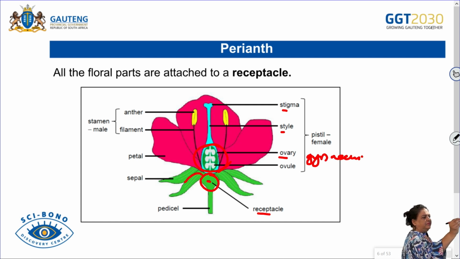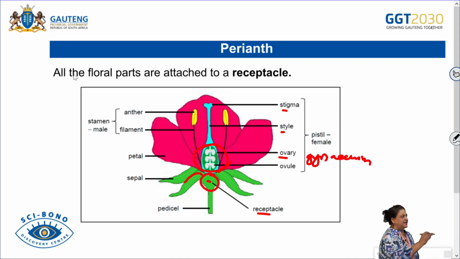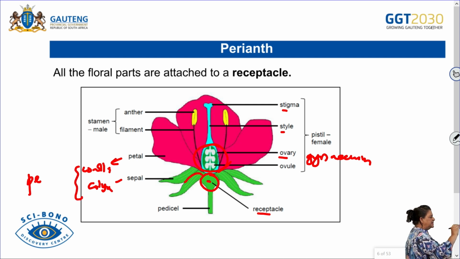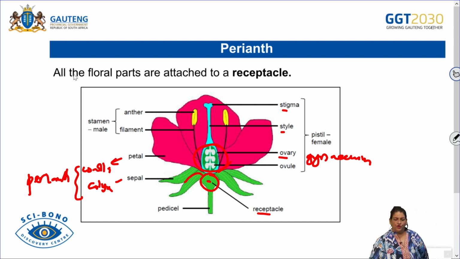Gynoecium. Right. And there's your petals, which forms part of which whorl? The corolla. And remember, the corolla and the sepals, which form the calyx, actually is called what? The perianth. So the more and more you go over your work, the more familiar you will become with the terms relating to the flower.